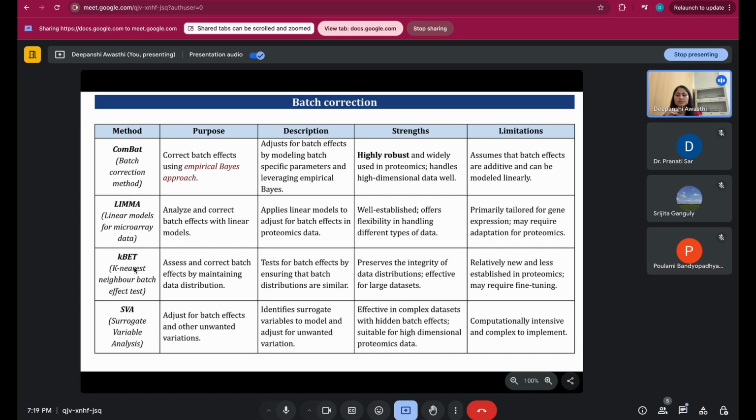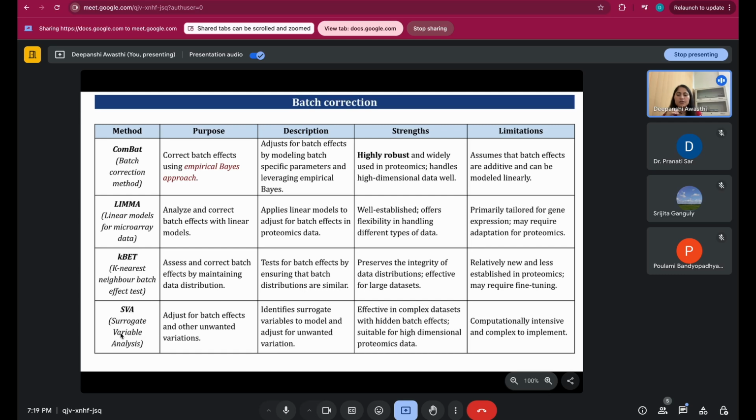Then comes the kBET method, which stands for k nearest neighbor batch effect test. It also assesses and corrects the batch effects by maintaining the data distribution, and it checks for the batch effect by ensuring that the batch distributions are similar. If we talk about its strengths, it preserves the integrity of data distribution and it is effective for larger data sets. But the limitation is that it is relatively new and less established, so it may require fine tuning because there are multiple parameters which we need to specify when removing the batch effects. This is not well defined because kBET is quite new, so we are not used to it. We do not know what the ideal parameters should be. So in that way kBET is not used as much as ComBat.